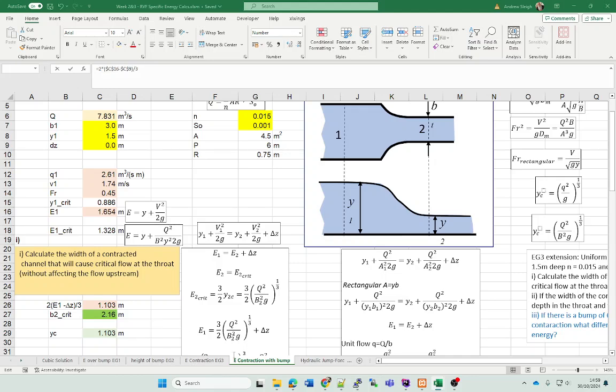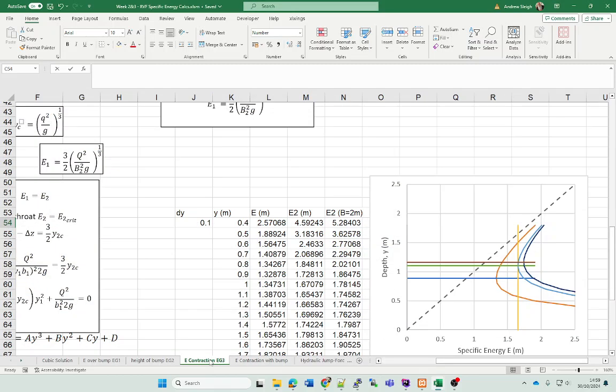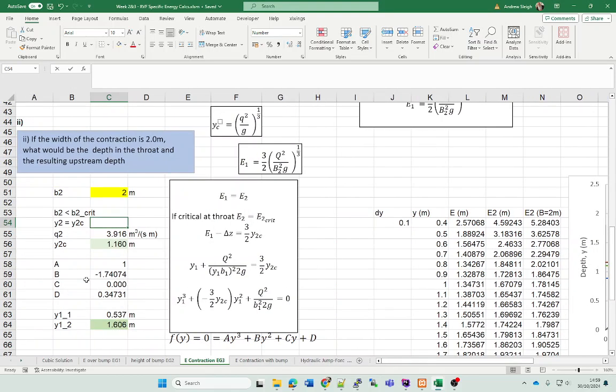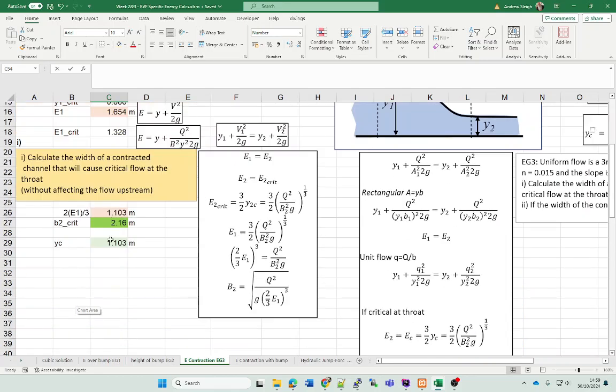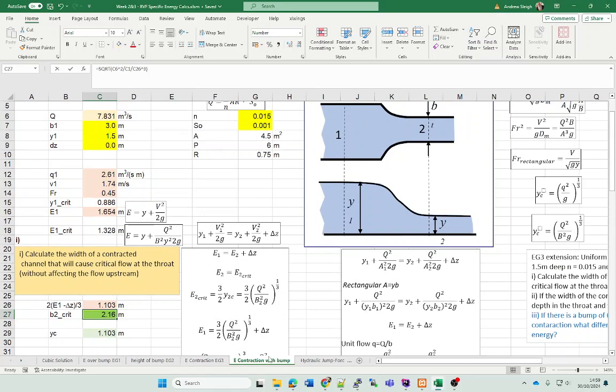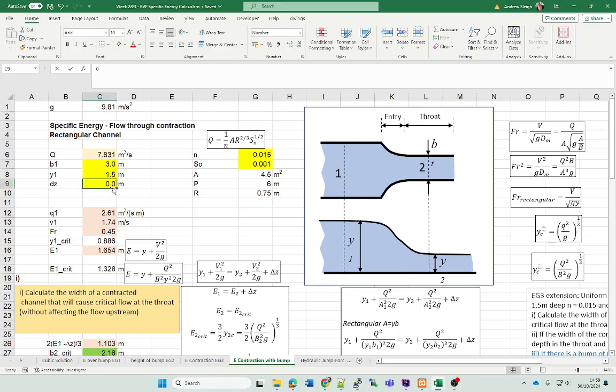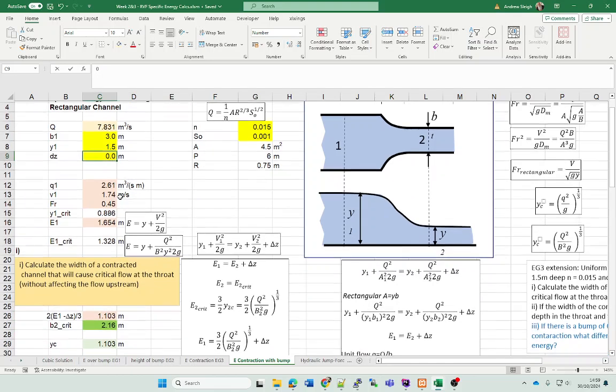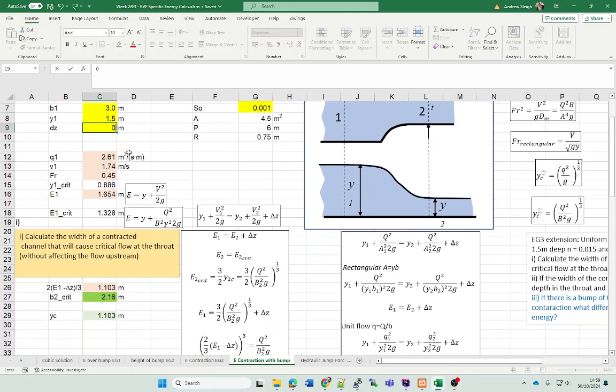Okay, just flick onto the spreadsheet before. Okay, yeah, so there it is. Here we are, exactly what we had before, but we've got a bump in this. So what do we expect to happen when there's a bump? So we'll increase that bump height to 0.2.